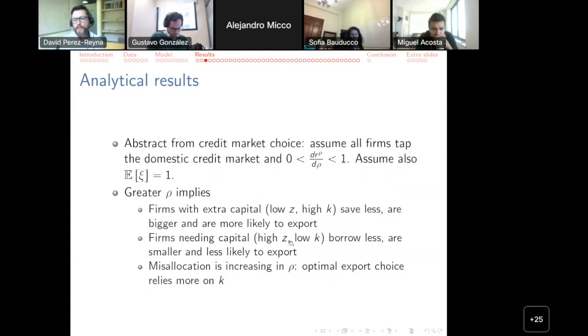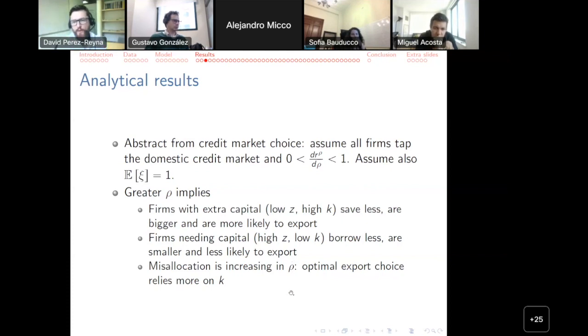And then a second exercise would be, okay, now let me understand the export decision. So let me abstract from the credit market. Let me assume that all firms borrow domestically, and let's see what's going to drive their export decision. And what we're going to find here is that misallocation is also going to be increasing in less financial development. So misallocation is going to be increasing in rho, in the sense that a higher level of rho is going to imply that the decision to export depends more on the initial level of capital rather than on the initial productivity.